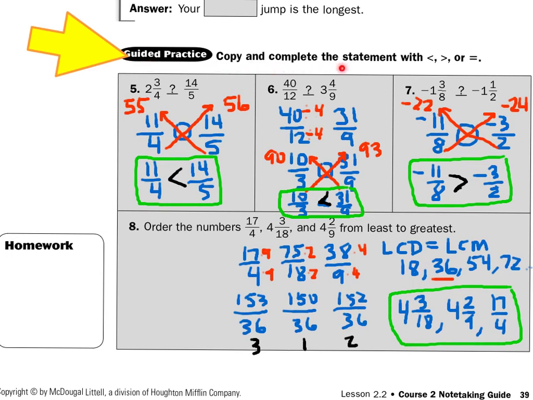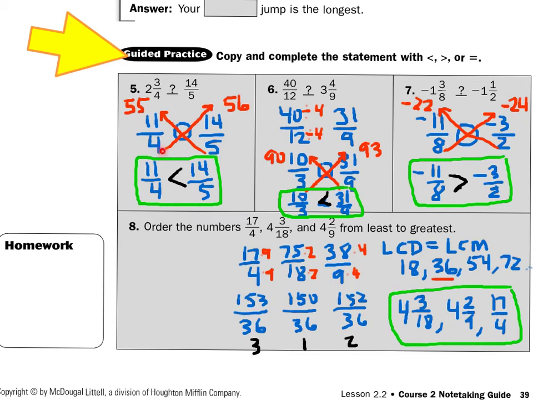Okay, now we're going to copy and complete this statement again with is less than, is greater than, or is equal to. Take a look at number 5 and notice they want us to compare a mixed number, 2 and 3/4, compared to 14 over 5. Well, the first thing we have to do is write 2 and 3/4 as an improper fraction. So remember, start at the 4 and then multiply. So 4 times 2 gives you 8, and then add the 3. 8 plus 3 gives you 11. So put 11 over 4, and then leave that open circle, and then 14 over 5.